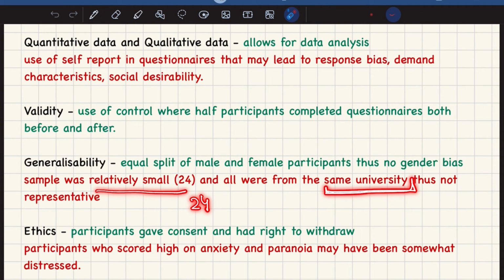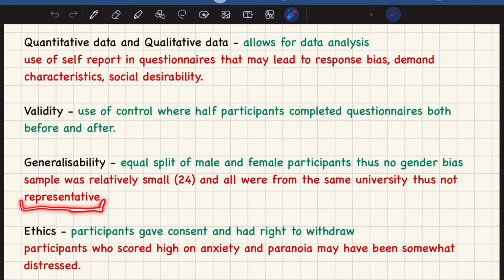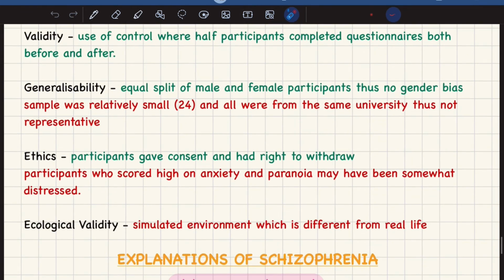Freeman could have used participants from different types of universities, because in the same university, maybe the participants all think in a similar way because they're in the same university, and volunteer sampling was used, meaning they were willing to participate in the study. They had interest in the study. What about those people that don't have interest in this thing? Therefore, it is not representative of the whole population or the public of that city. It is not representative enough.